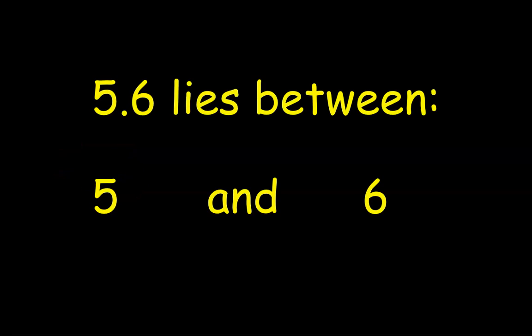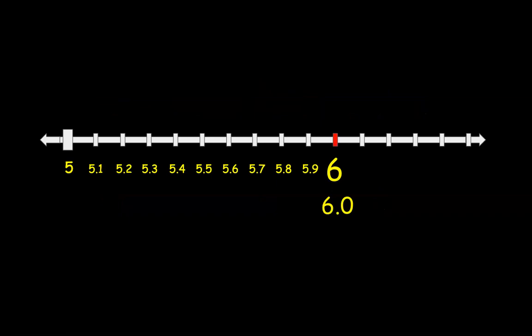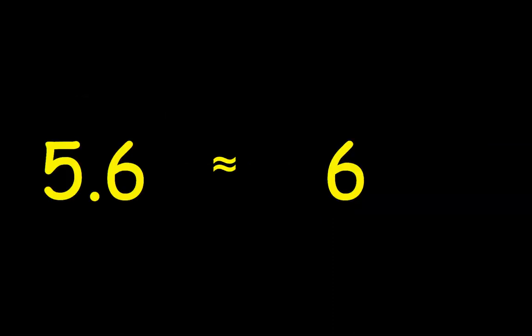So now 5.6. 5.6 also lies between 5 and 6 on the number line. There it is, 5.1, 5.2, 5.3, 5.4, 5.5, 5.6. Which is the closest whole number? Is it 5 or is it 6? And the answer is it's 6. So 5.6 rounded to the nearest whole number is 6, or 6.0.